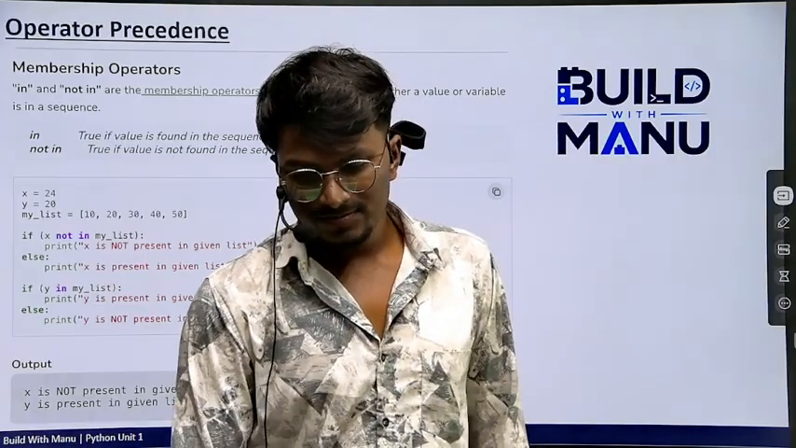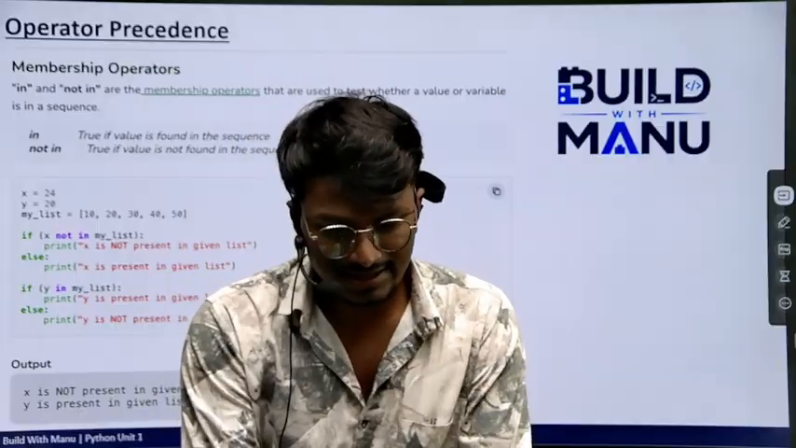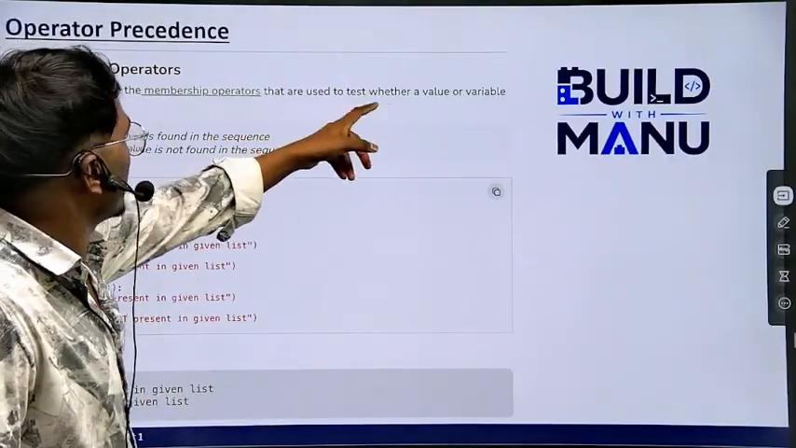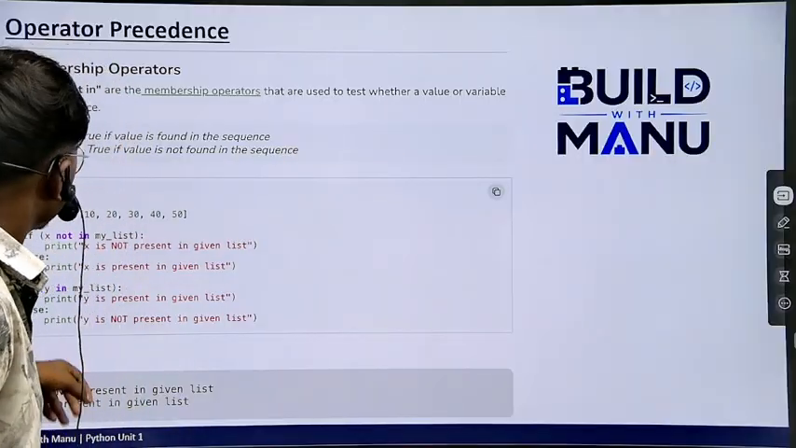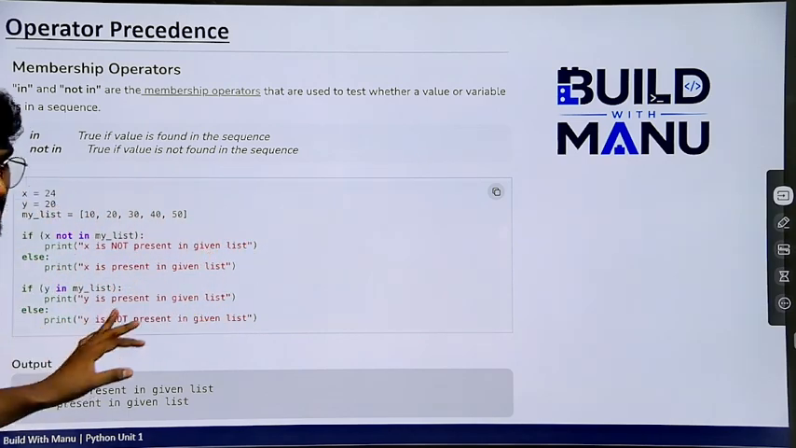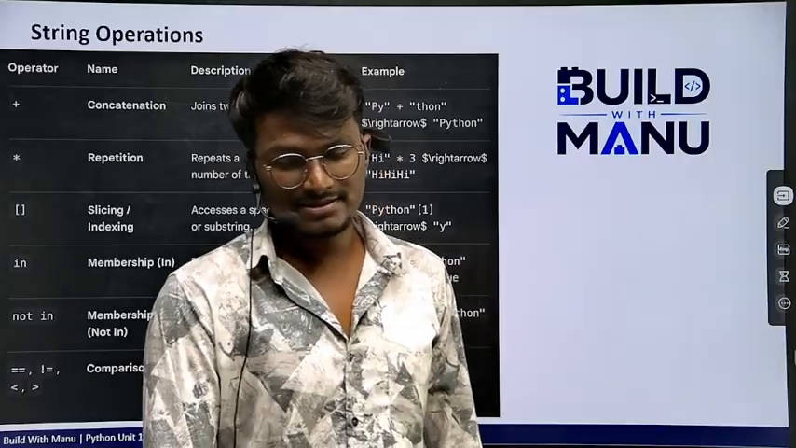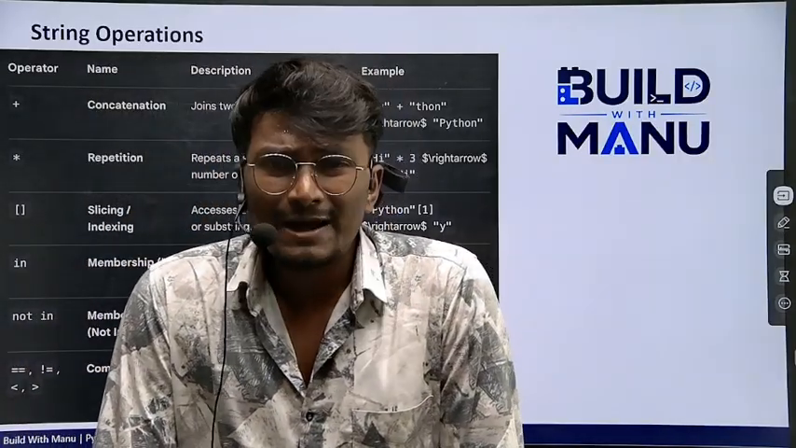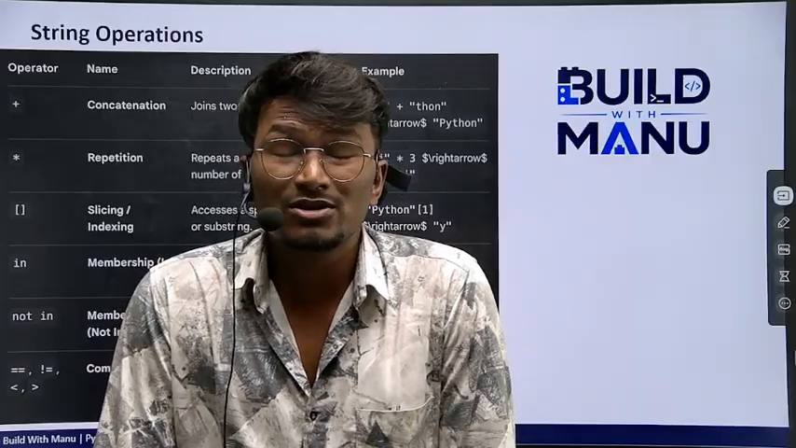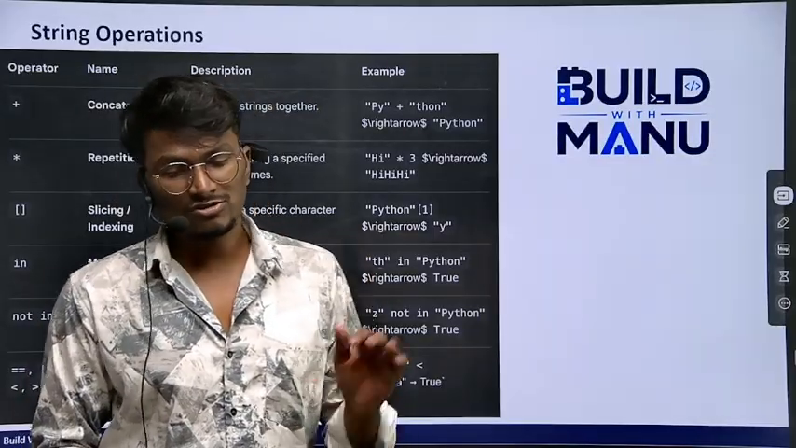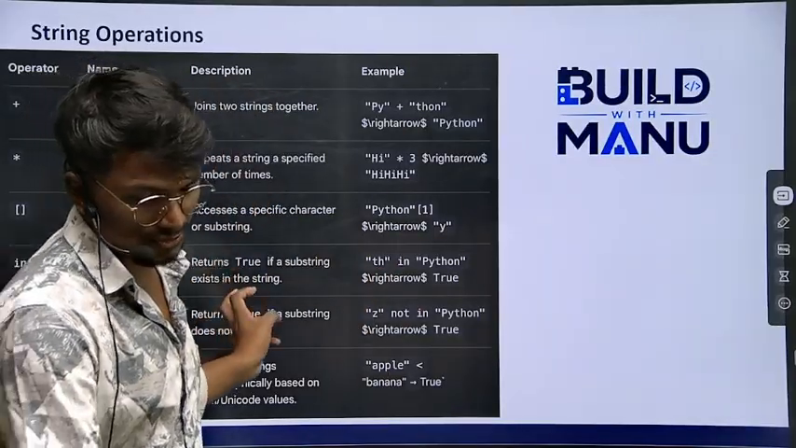Next we'll move to membership operators. Membership operators are in and not in. Membership operators are used to check a variable in a sequence. Same. Just look, don't think about the if else and all, I'm going to cover that in the second unit. Next are the string operators: concatenation, repetition, slicing, indexing. In the upcoming units we are going to cover all this. When we do the problem solving, I'm going to cover all these topics.